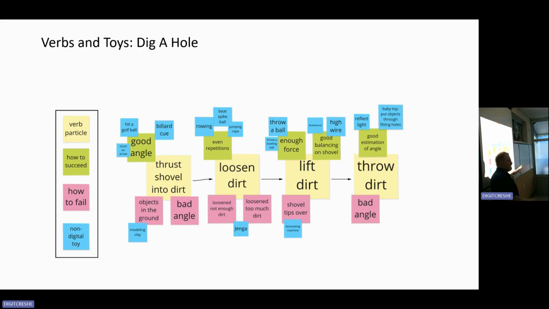So, a Tower of Jenga is a non-digital means. How to determine if something has a good angle could be made with a billiard cue or with a golf ball, and so on. These are all tools that measure if you hit the right angle. It's a bit tricky, but I think you get the idea. How could you express balancing, with which tools or with which toys? A skateboard, a high wire, for example.